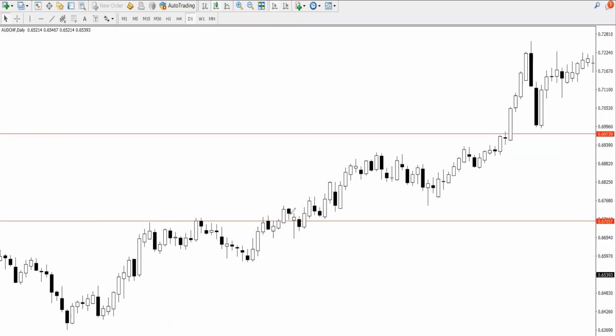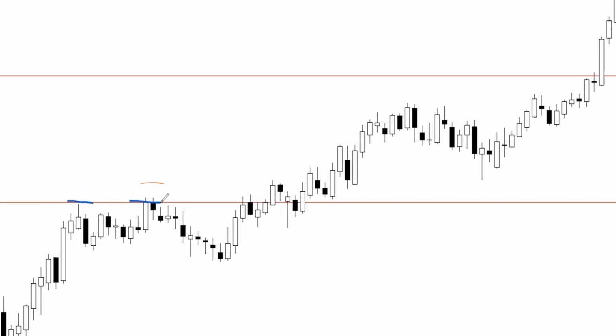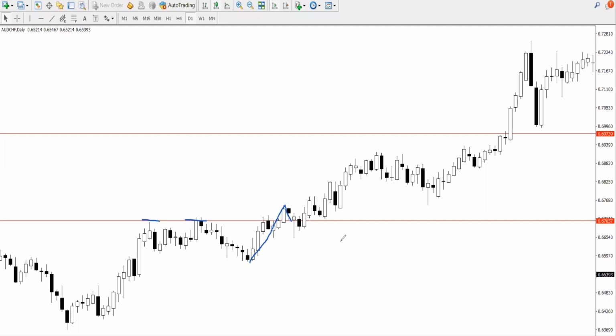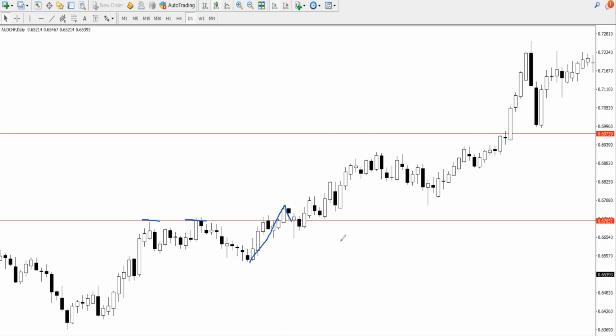Here's our signal here. This is a reverse pin bar. Why is it a reverse pin bar? Because you can see price was, here's the top of our consolidation range, price broke through the range and then reversed back down. So a reverse pin bar is simply this. It's simply a pin bar that forms after a retrace or a short correctional move or a pullback in line with the overall underlying trend.